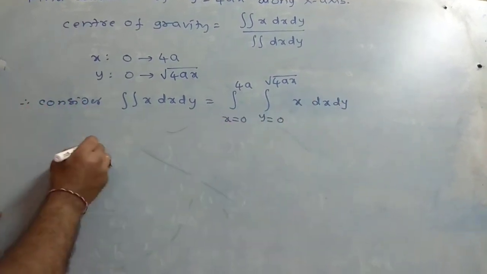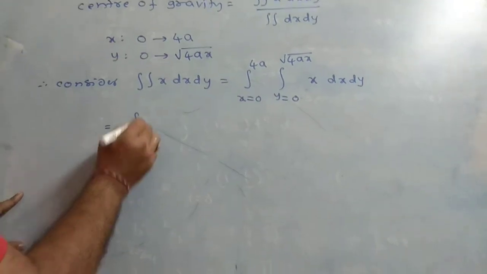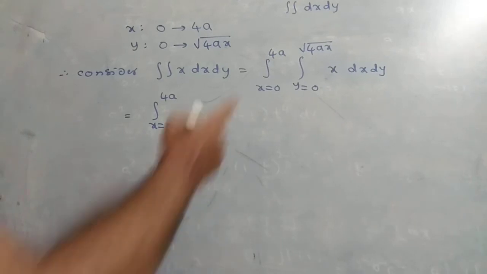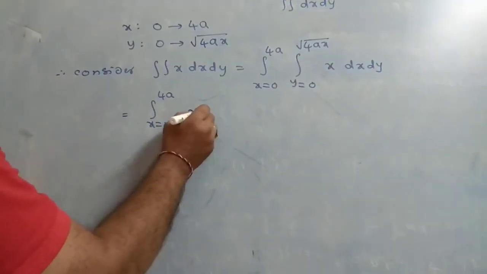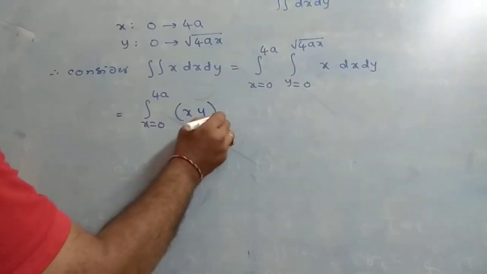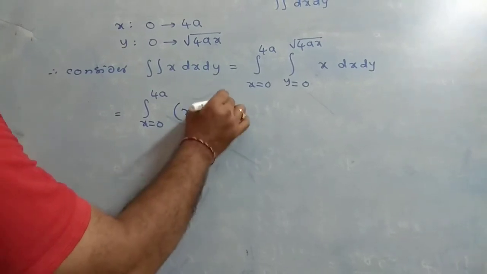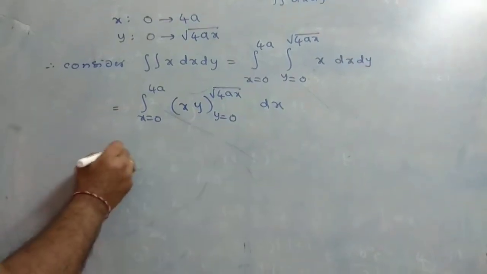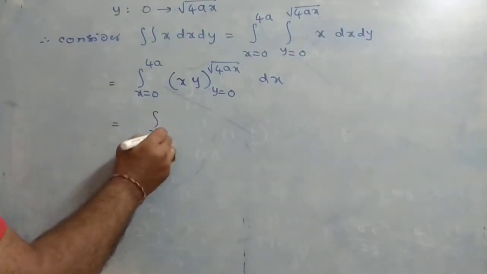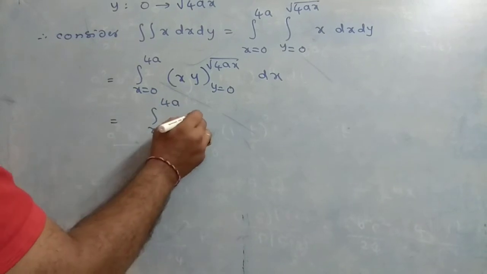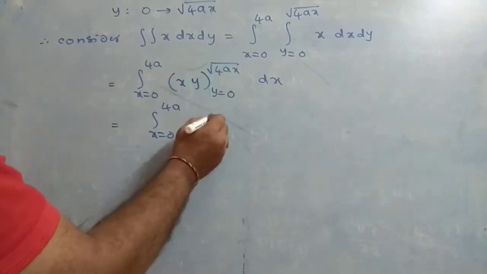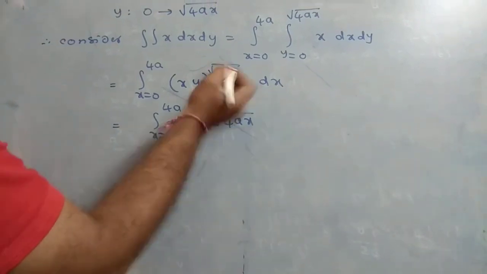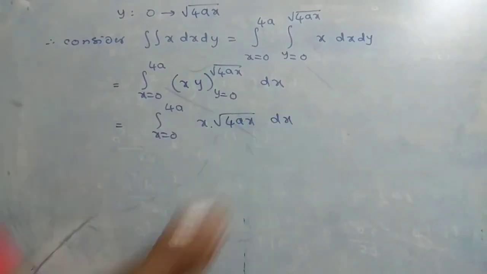So now this is equal to x integral, you are keeping it as it is, 0 to 4a. First you do the integration with respect to y. So x into y. Write down the limits, y limits 0 to root of 4ax, and still we have dx. So this is equal to x, 0 to 4a, that x as it is, in the place of y you are writing just root of 4ax. Okay, and the lower limit is equal to 0, this is of dx.